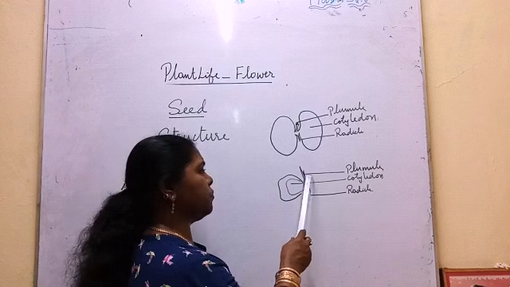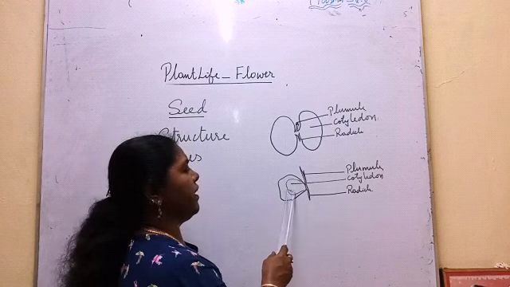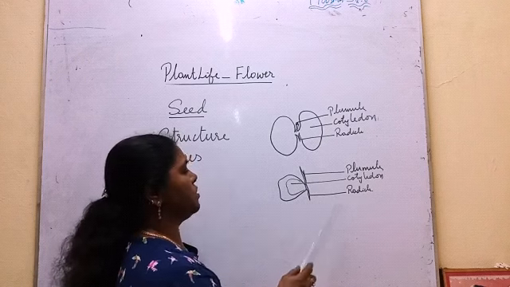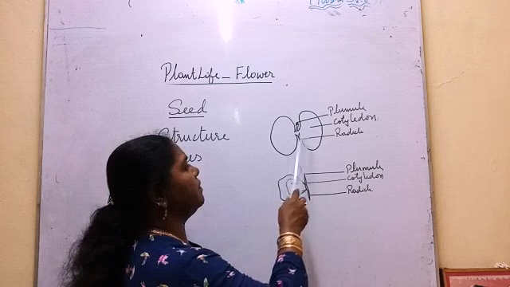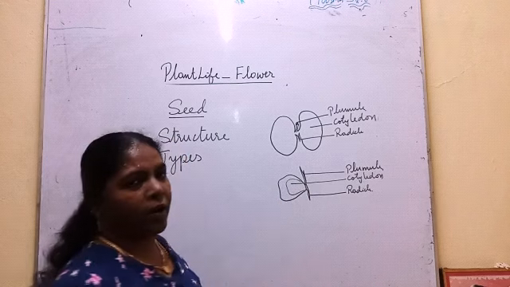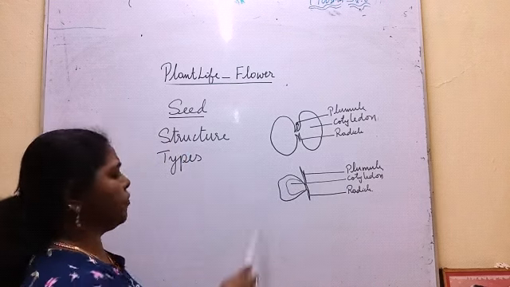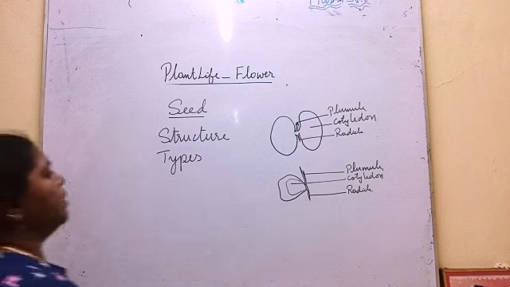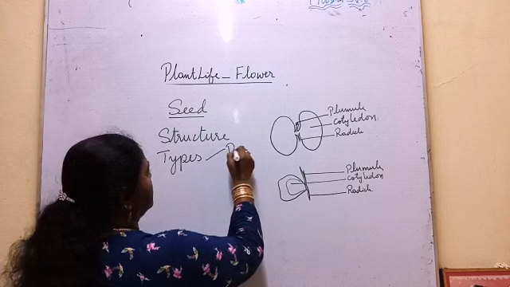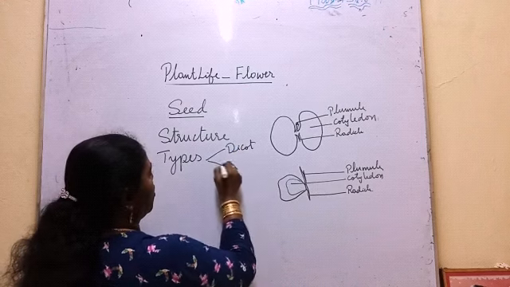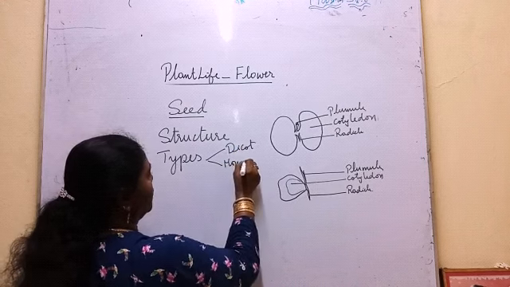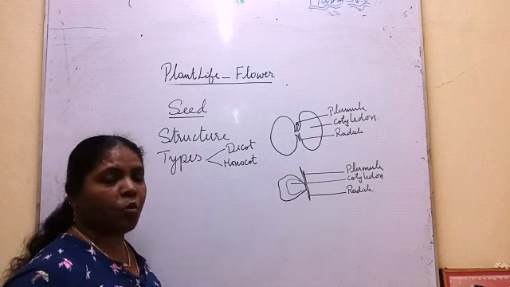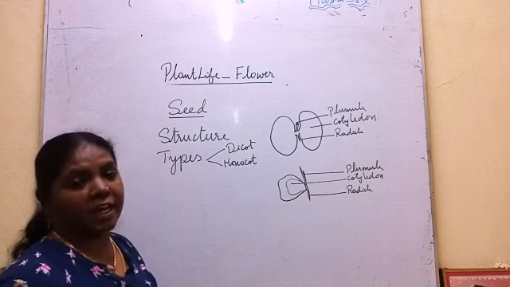Here also it has plumule, radicle, cotyledon. Plumule develops into shoot system, radicle develops into root system. But the only thing is, here two cotyledons, here only one cotyledon. So on the basis of the number of cotyledons, they are classified as dicot and monocot. Next we are going to see how the seed germinates. What are the types of germination?